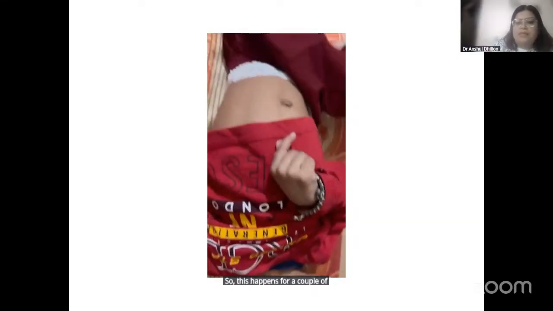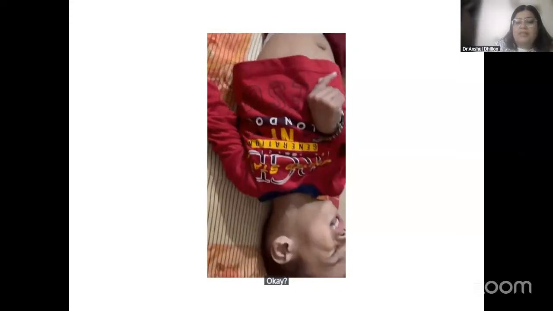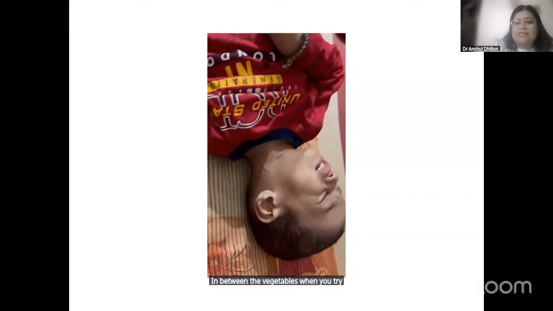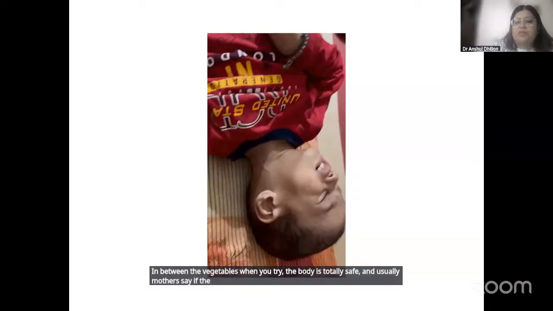So this happens for a couple of days and the child gets back to normal. In between these episodes, when the child is having this episode, the body is totally stiff, and usually the mother says that when there is constipation or some fever or the child is unwell or hungry, then the movements happen more. So these are not epileptic. This is dystonia.